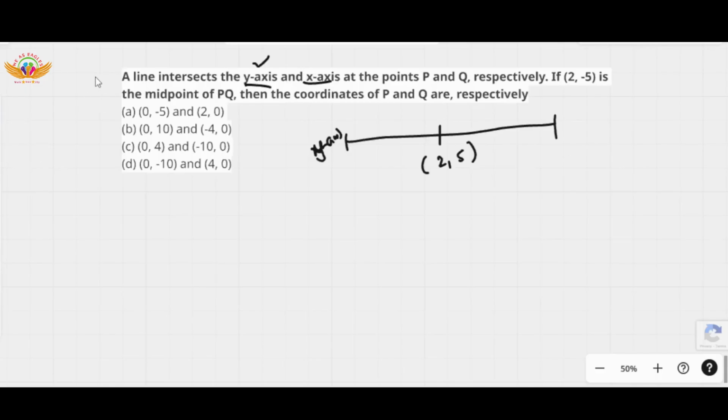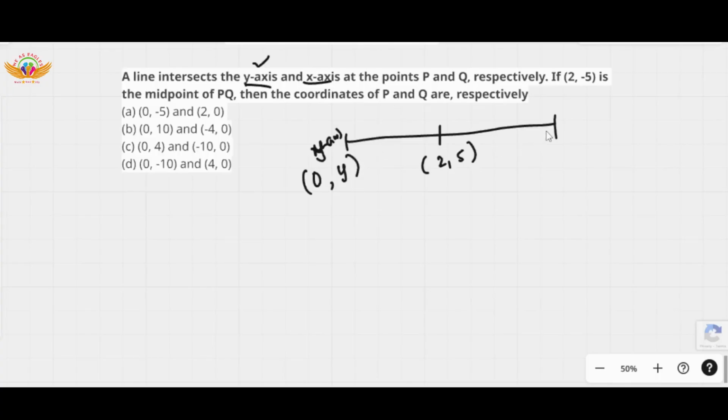So always go in an order. Don't write however you want. Whatever the order the question is following, exactly the same order we also have to follow. They are telling y-axis first, so I am taking y-axis first. Hence, in y-axis, x term will be equal to 0.